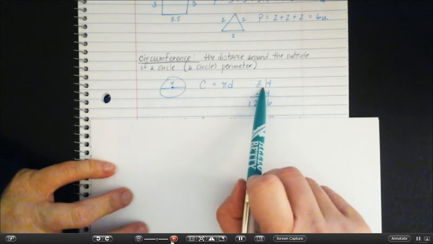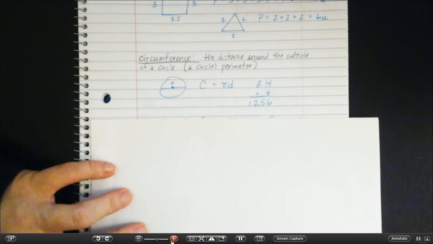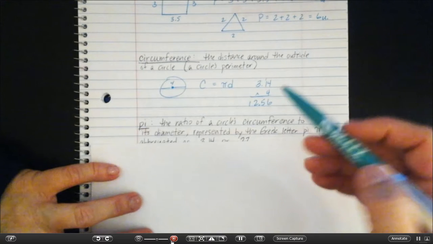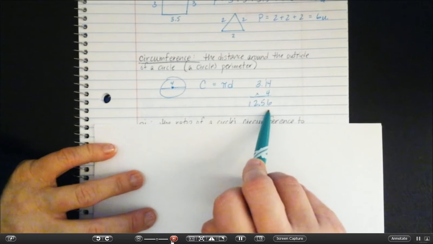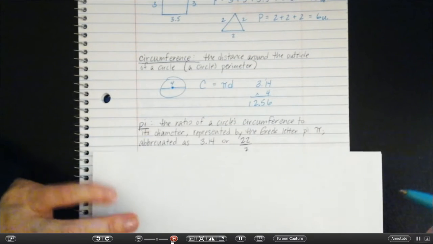So pi can be written as 3.14, or it can be written as 22 over 7. But let's talk about that in a second. So when I multiply this diameter times pi, I get 12.56 units.